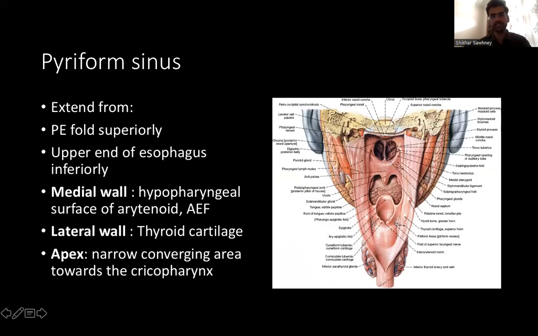Talking about the pyriform sinus, if you look at this figure, this is the area of the pyriform sinus. It extends superiorly from the pharyngoepiglottic fold and inferiorly till the upper end of the esophagus.